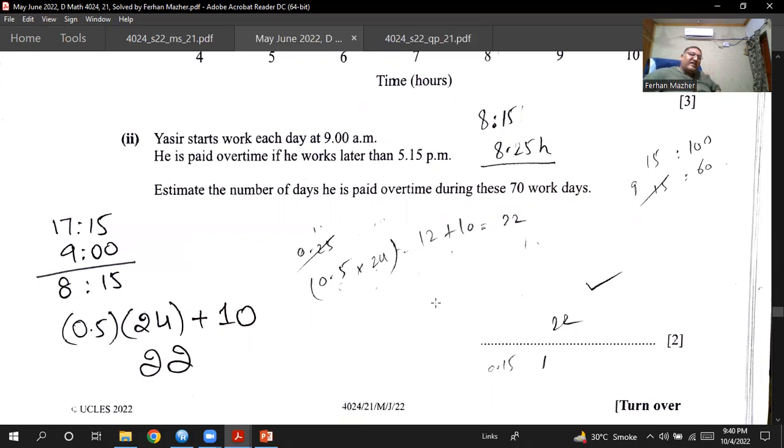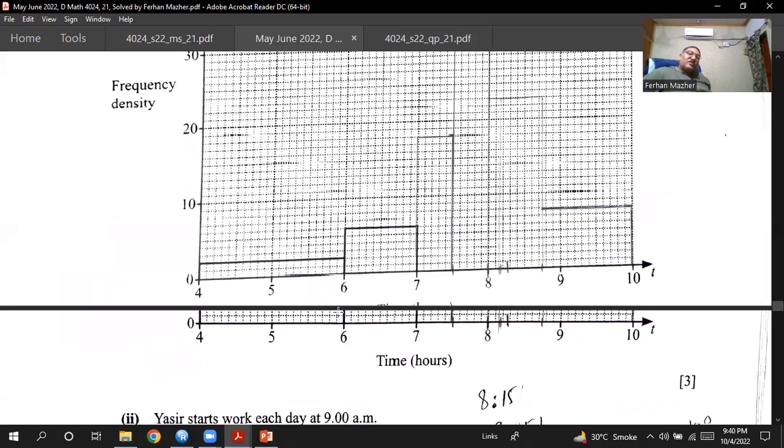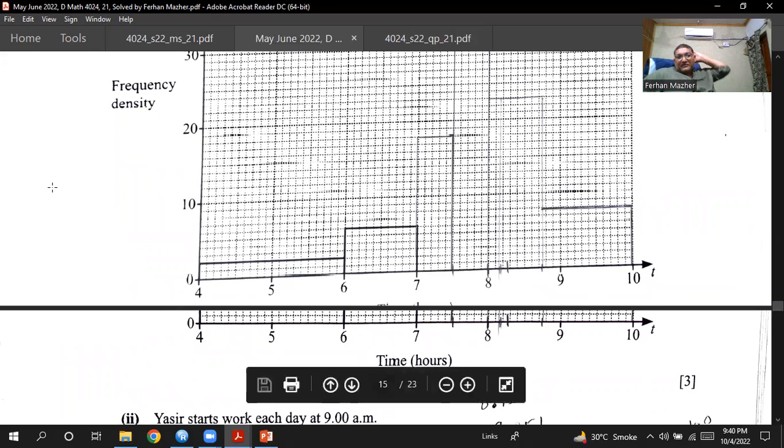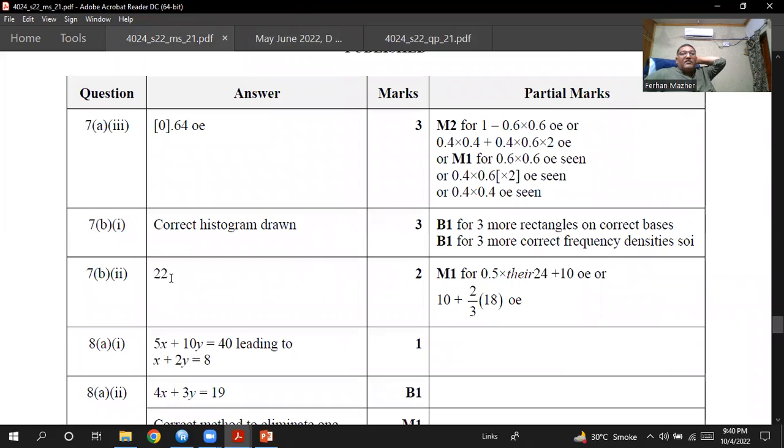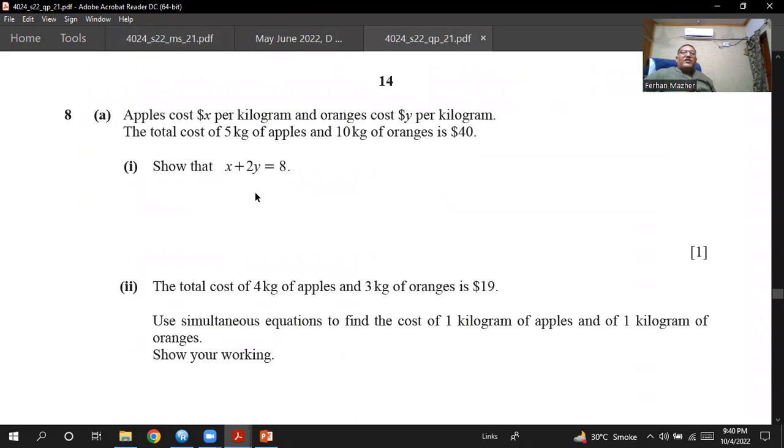It's a little tricky question, because from here I found how many days. Okay, so let me check. 22 is the right answer. So this is the marking scheme of question number 7. Okay, so we are going to the next question.